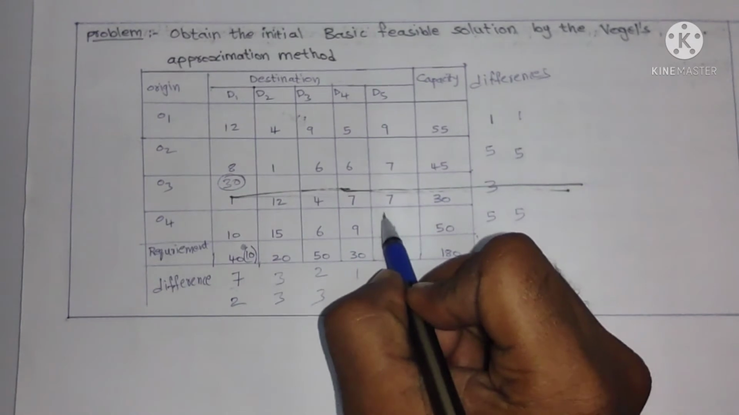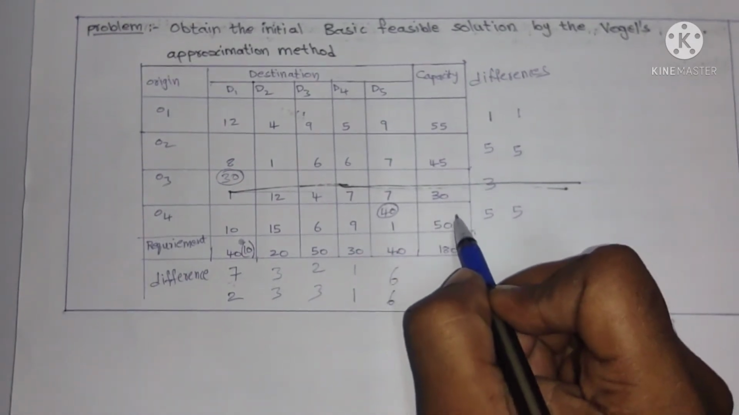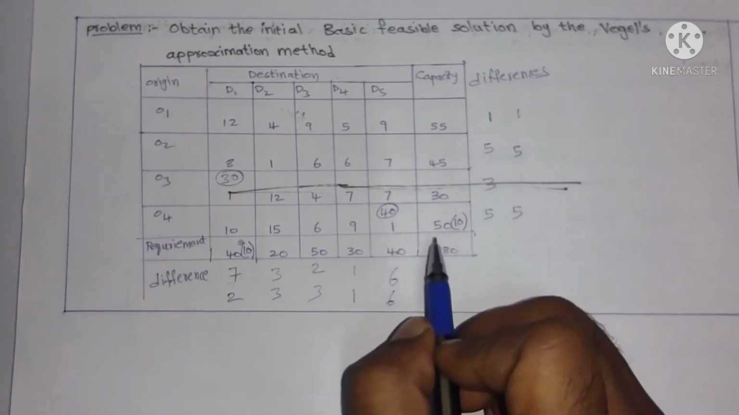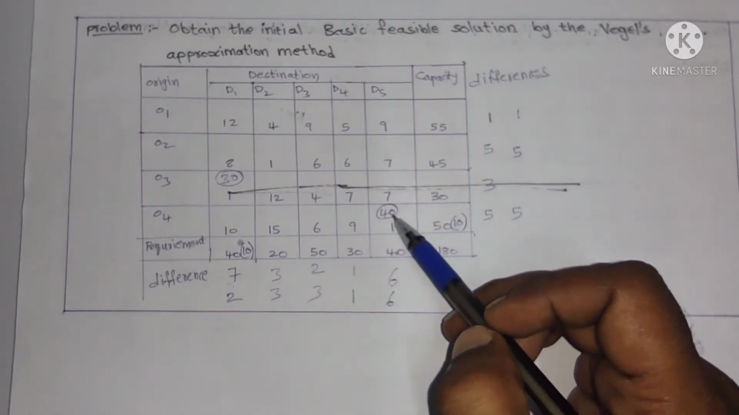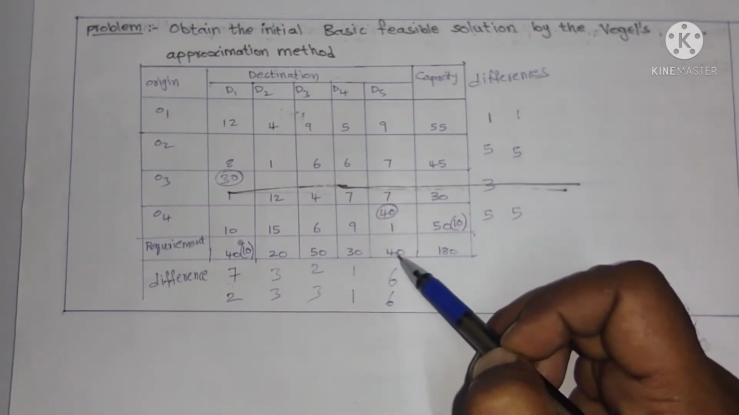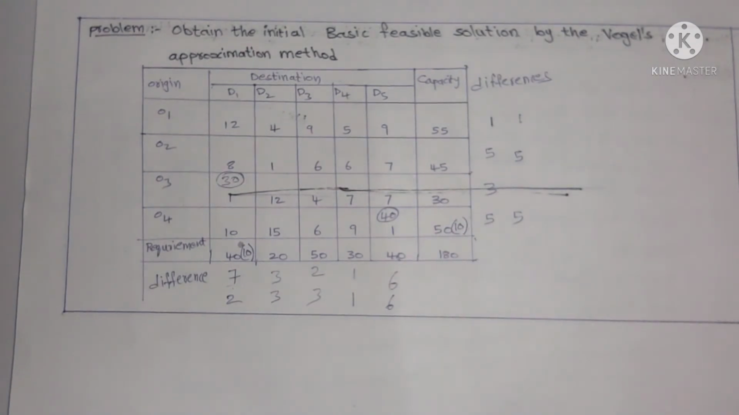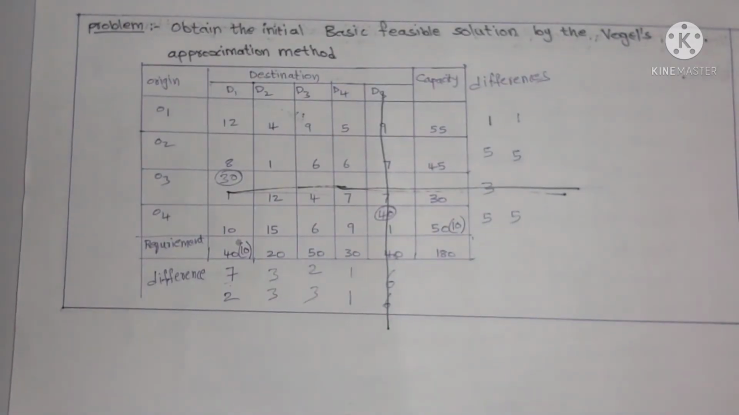That means we have to fill this cell with 40, and that value should be subtracted from the capacity, and the remaining should be written in brackets. Now if you see this destination D5 column, it is completely satisfied. It is filled with 40, and the requirement is also 40. That means this column is completely exhausted and it will be removed. Next, again we have to go for the same procedure.